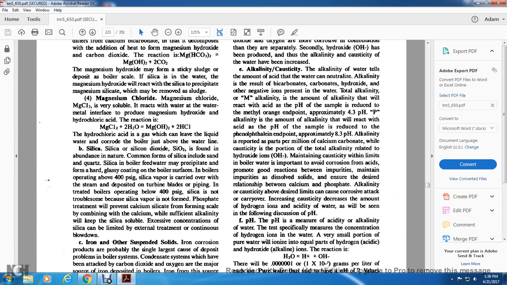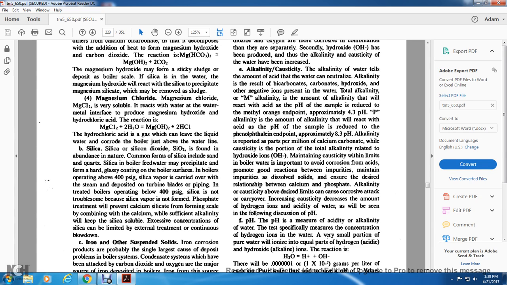4. Magnesium chloride. Magnesium chloride is very soluble. It reacts with water at the metal and water interface, producing magnesium hydroxide and hydrochloric acid. The reaction is magnesium chloride plus water equals magnesium hydroxide and hydrochloric acid. Hydrochloric acid in gases can leave with steam and corrode the boiler just above the waterline.